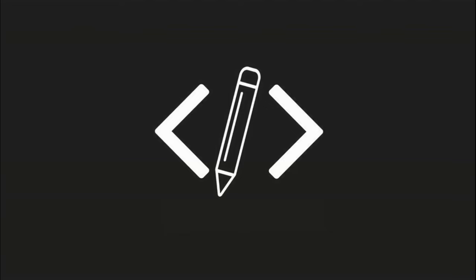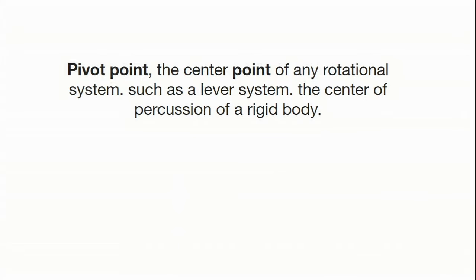Now, if you don't know what a pivot point is in the normal definition, then for you I have this definition from Wikipedia, which says that a pivot point is the center point of any rotational system, such as a lever system, the center of percussion of a rigid body.